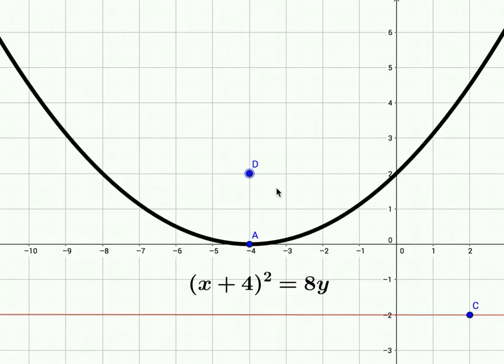Number 7, you're given a parabola. From the information, I can identify the vertex is going to be located at -4, 0. The focus, so if you graph it, you'll find the focus is going to be located at -4, 2. The directrix is going to be equidistant, so that's 2 units away, y equals -2. What about the equation of the parabola? So using the information, I have (x plus 4) squared equals 8y.